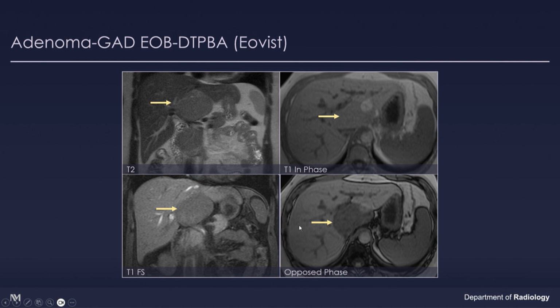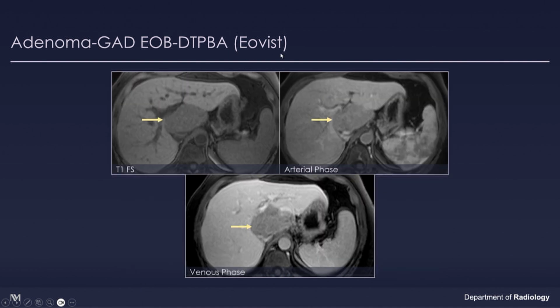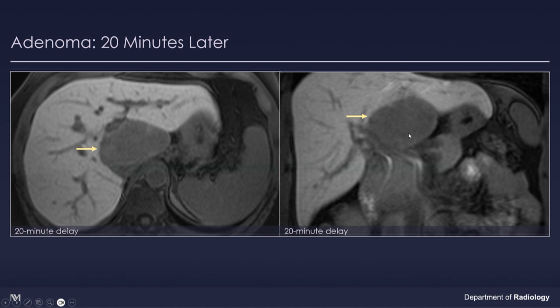But sometimes you're a lot more confident when you, in fact, have the Eovist, because on the Eovist, you can see on the more delayed images, there's a lack of retention of the contrast, especially on the 20-minute delayed images. And you can tell you're getting the hepatobiliary phase because you're starting to see the bile duct fill with contrast.